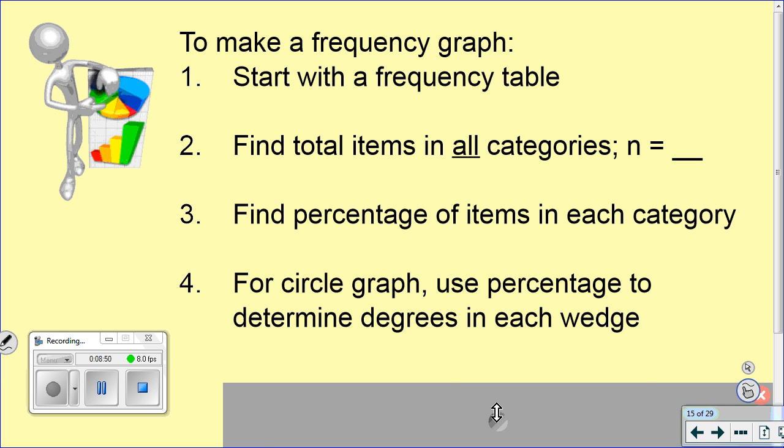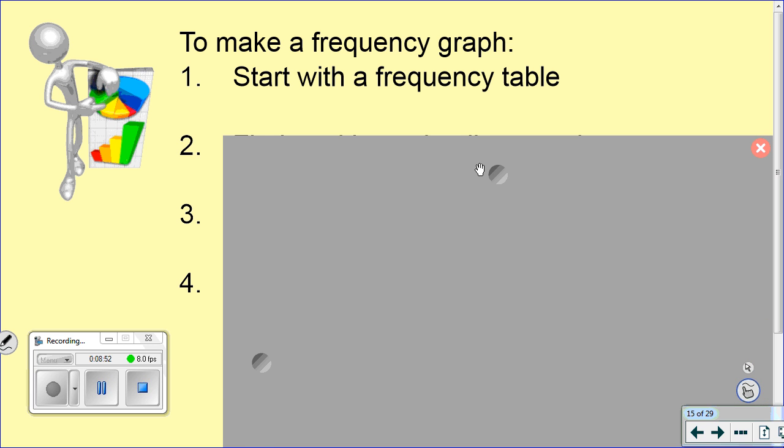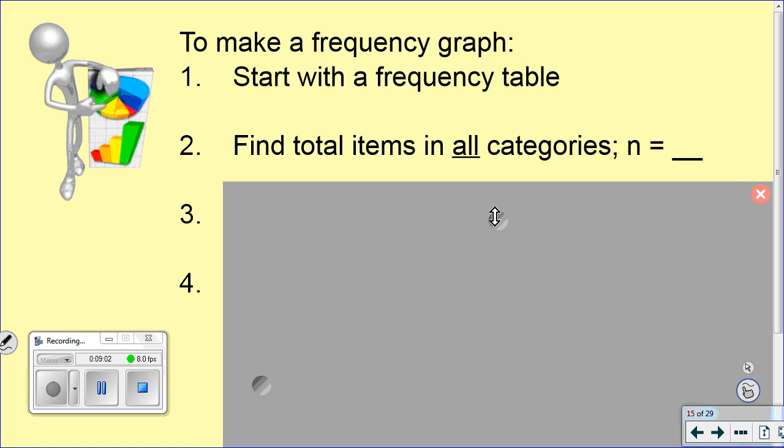All right, so to make a frequency graph, here are 4 steps. Step 1, I'm going to start with a frequency table. So I want to see my data in tables like we were showing a minute ago. Secondly, I want to find the total of all items in the category. Like in the last slide, there are 27 people in the class. That's my total for that category. So N equals, in that case, 27.